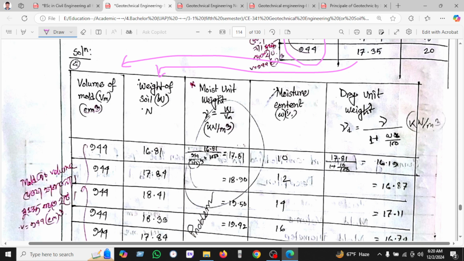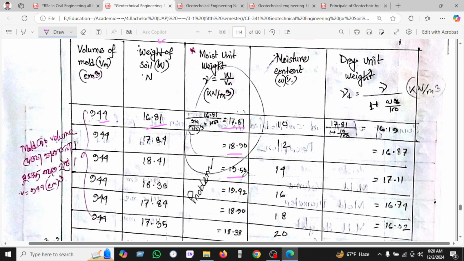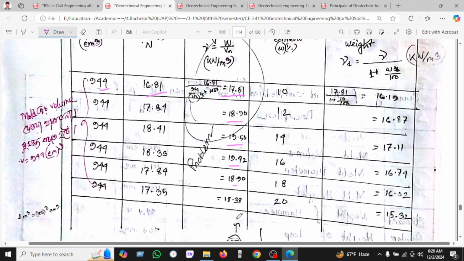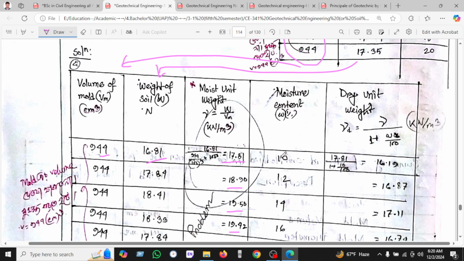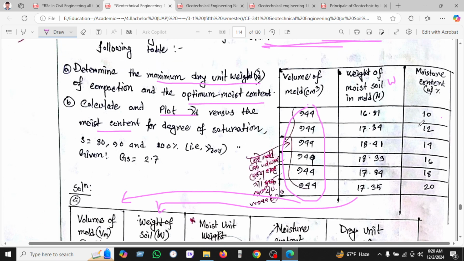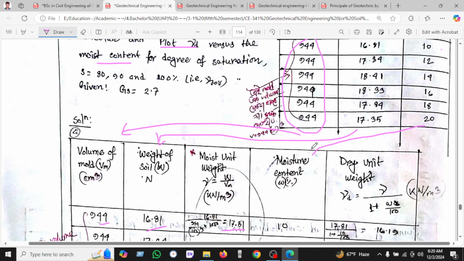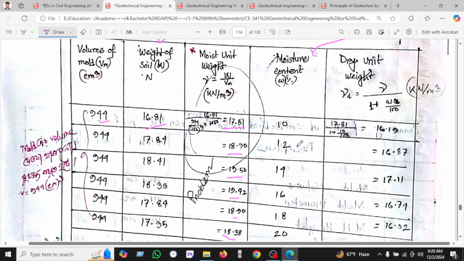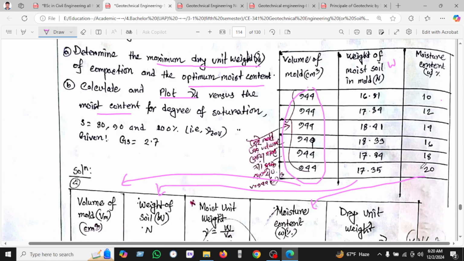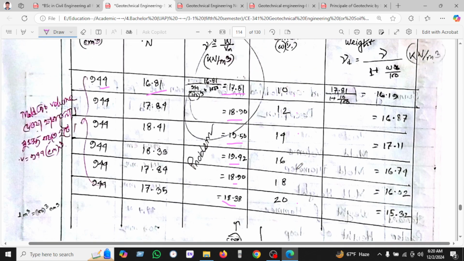Now we will calculate the moist unit weight. So gamma moist equals W divided by volume. W means weight. It is given 16.81 divided by volume 944, so we will find 17.81. Consequently, we found 18.90, 19.50, 19.42, and 18.30. The moisture content is given here, so we are dragging the values here: 10%, 12%, 14% are given here, and the last one is 20%.